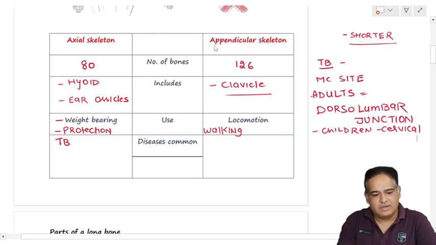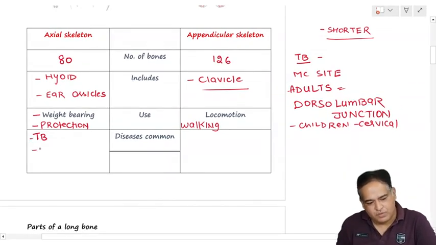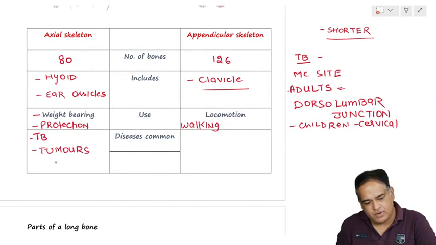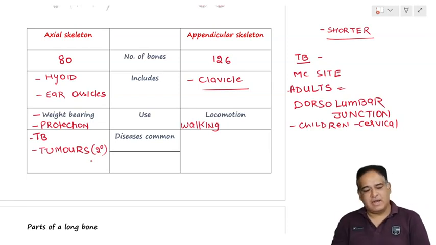Right. Next thing, what is more common here is about the tumor. What kind of tumor? Secondary bone tumor. Secondary bone tumors are much more common as compared to primary bone tumors, and their most common site is the axial skeleton only.